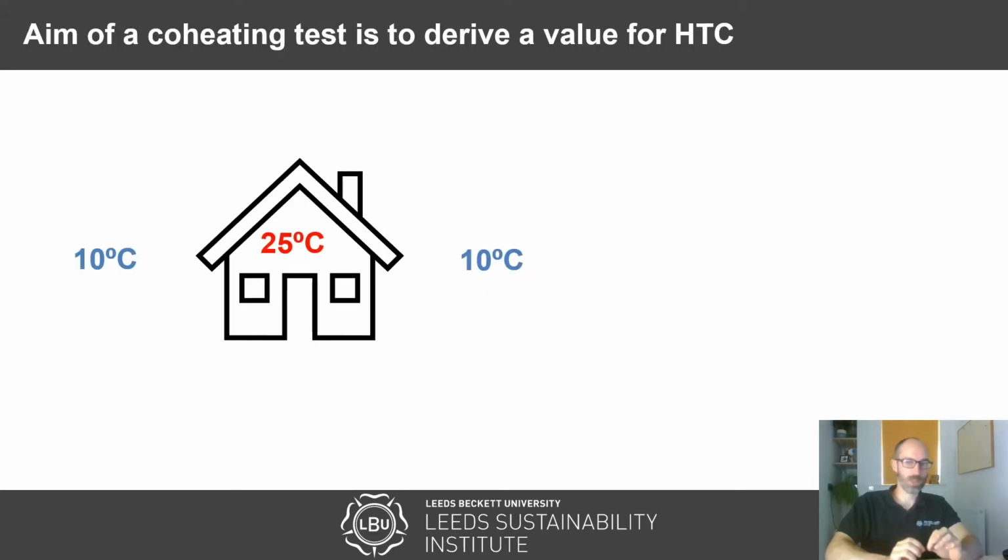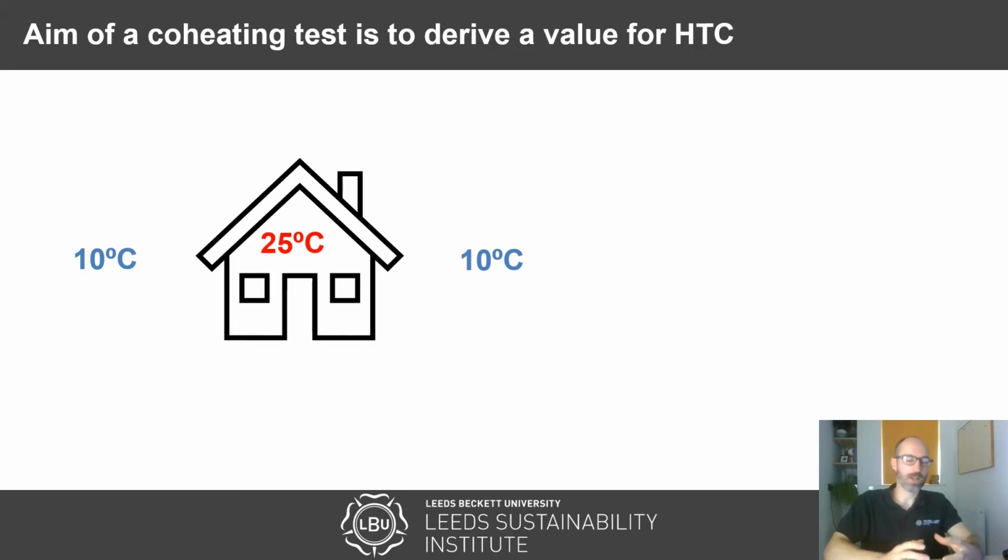So the principal aim of the coheating test is to derive a value for the heat transfer coefficient, or HTC, of a property. And the HTC describes how much power you have to put into a property to elevate its temperature 1 degree above the external environment.